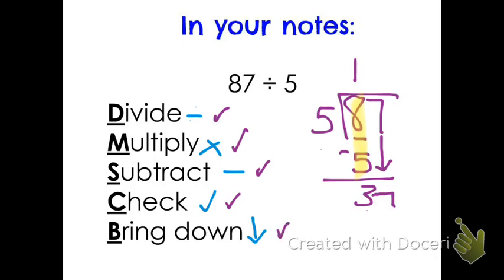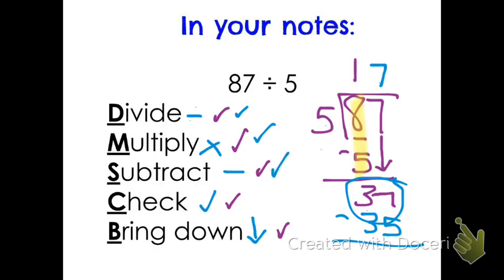So now I've done all of these steps. I have to start over with my division again. So I look at my 37, whatever number I have right here, which is 37. And how many times does 5 go into 37? I know that it goes in 7 times, because 5 times 7 is 35. So I've done my multiplication. Now I'm doing my subtraction. 37 minus 35 gives me 2.